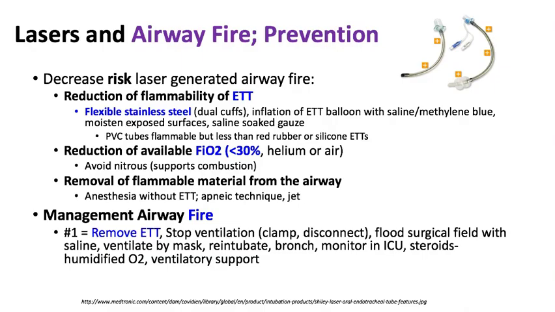The next keyword is lasers and airway fire. Airway fire prevention was an IT keyword in 2019. To decrease the risk of laser-generated airway fire, for example, if you're working on a bronchus and frying a tumor with the laser in the bronchus or a trachea, reduce flammability of the endotracheal tube. Flexible stainless steel endotracheal tubes are available, some with dual cuffs. For example, at the top right, there's a dual cuffed stainless steel one. If the laser hits one of those cuffs and blows it, you still have one other cuff.